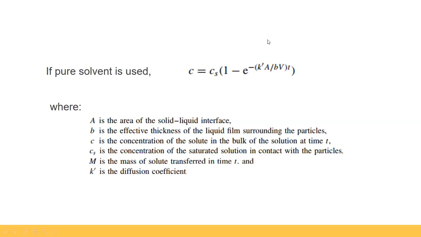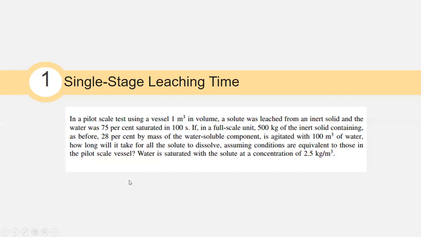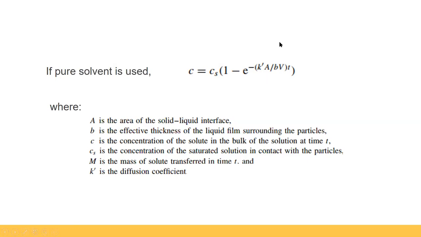You have to take note, however, class, that when you use this particular formula, your solvent has to be pure, and this is only applicable for a single stage leaching. So the formula is only applicable again for single stage leaching. The constants that you have in this formula are K prime, A, and B. This could be provided by the problem, or this could be determined as one whole thing depending on the requirement of the problem. So to illustrate the use of this particular formula, without having to rely on graphical approach for now, let's have this sample problem taken also from Paulson. Here we are determining the leaching time based on this particular formula.